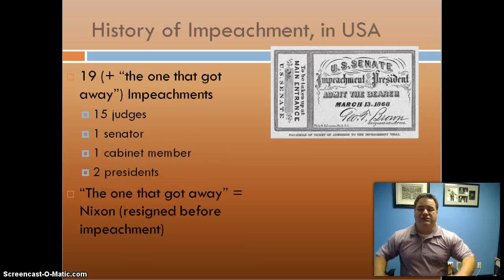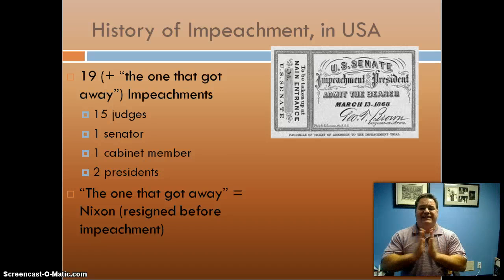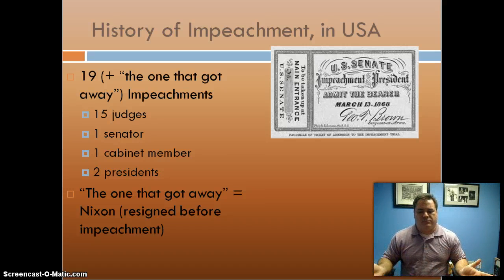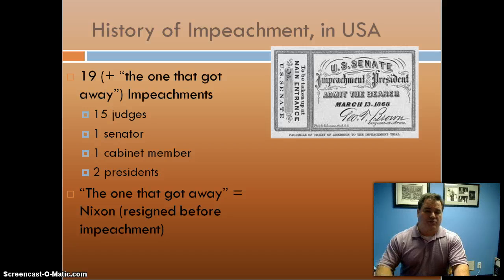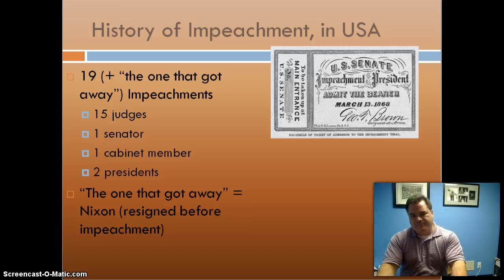Now, the history of impeachment, briefly, there's been 19 impeachments, 15 judges, 1 senator, 1 cabinet member, and 2 presidents. The one that got away, of course, Richard Nixon. He resigned before he was impeached. The articles of impeachment were drafted, but he resigned before the House could get him. And that's what I have to say about impeachment.